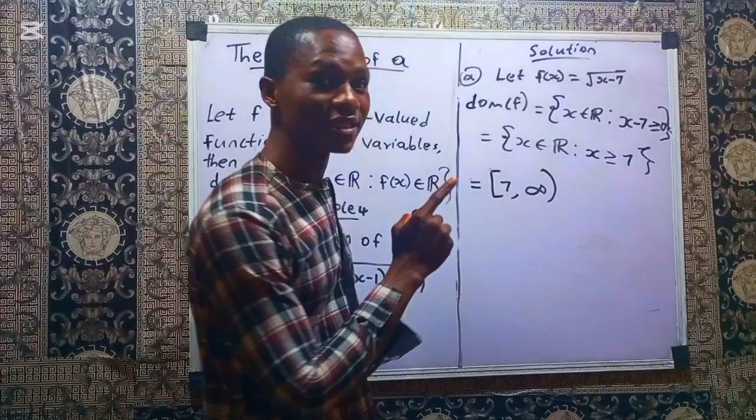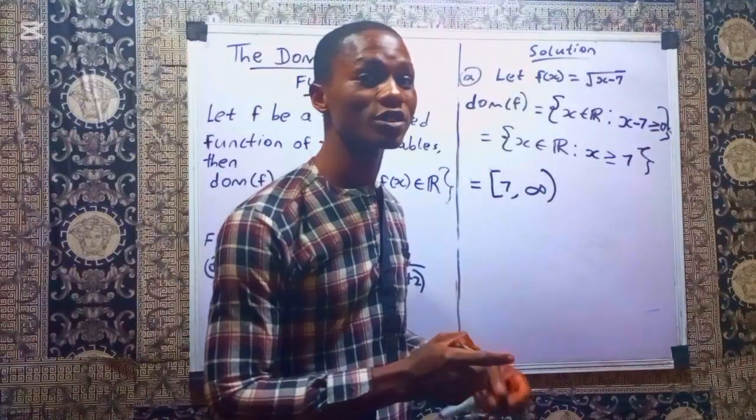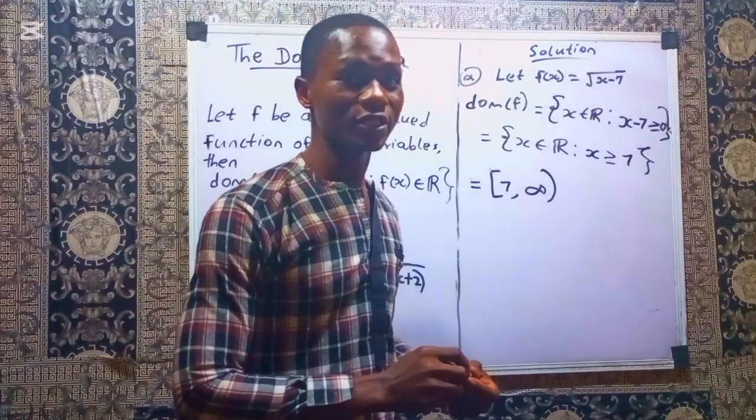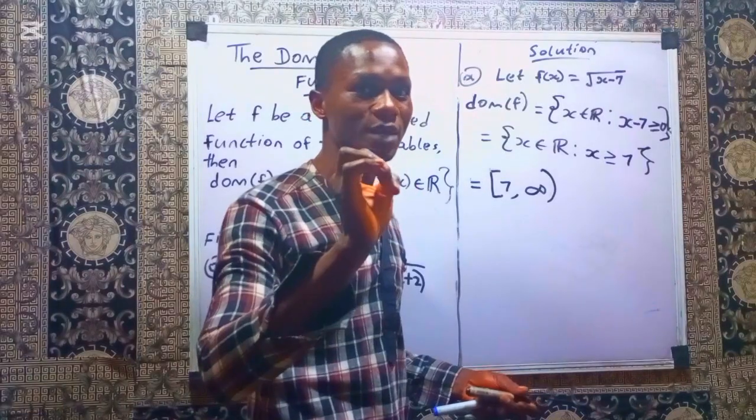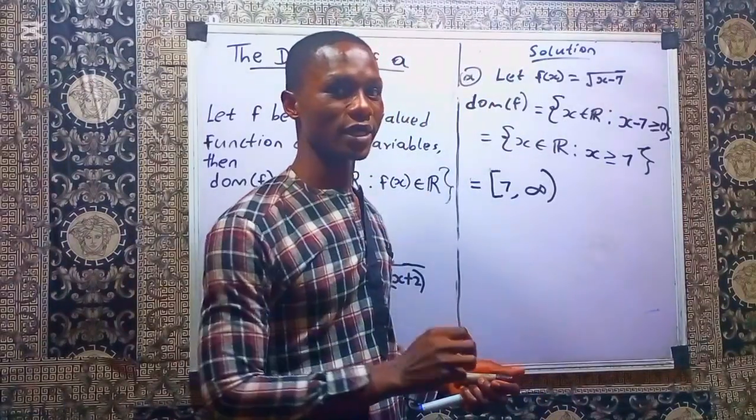I'll use open bracket at the side of what? Positive infinity, because infinity is not a real number. So that point that is not among, we normally use open brackets for that side.